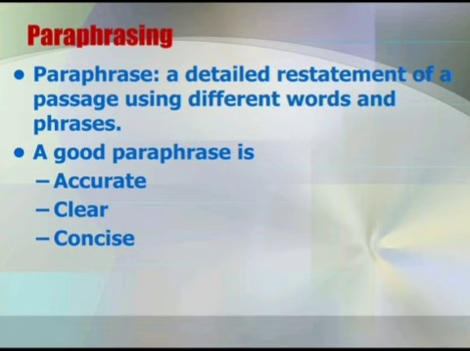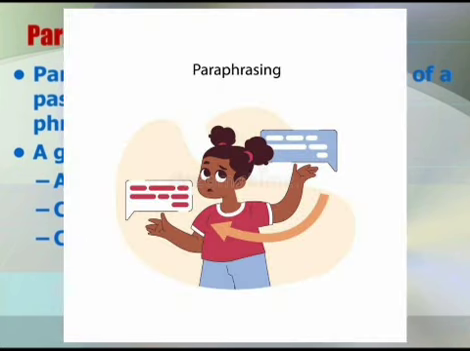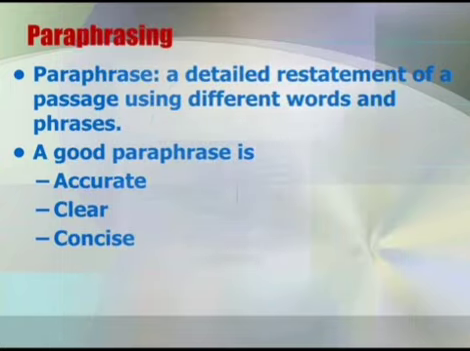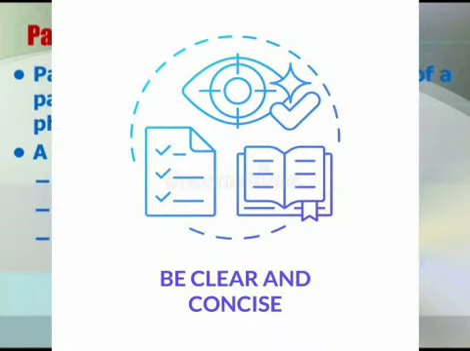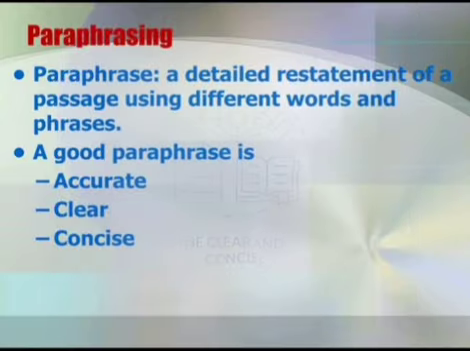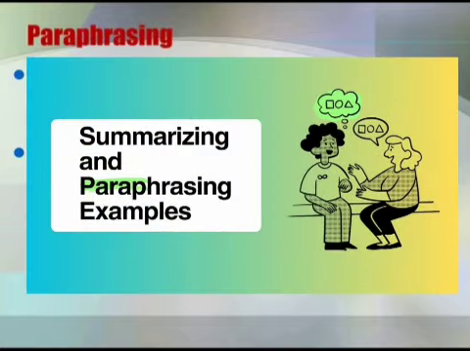This slide explains paraphrasing. Paraphrasing means rewriting a passage using different words while keeping the original meaning unchanged. A good paraphrase should be accurate, clear, and concise. This skill is very important in research writing because it helps avoid plagiarism and improves understanding.